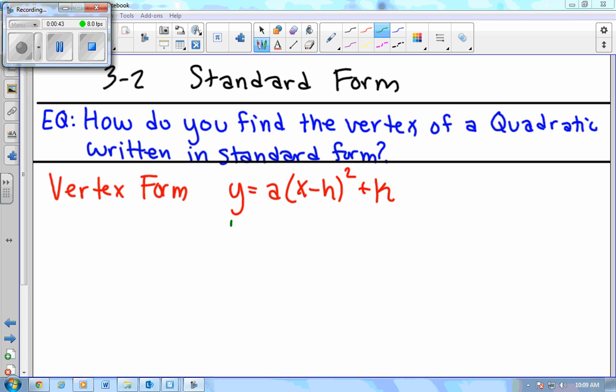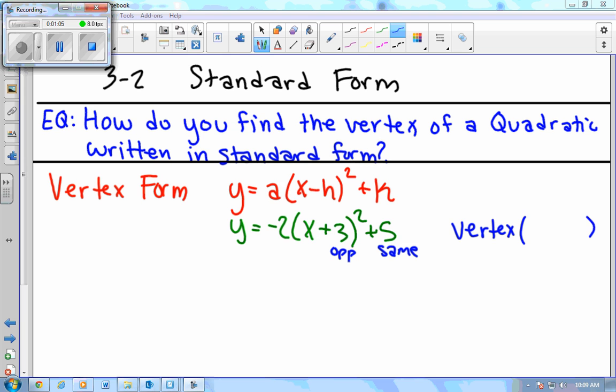So if I gave numbers to that, if this was our vertex form, you can just look at that and tell me the vertex, right? We've practiced this. We go opposite this guy, same this guy. So the vertex would be, Andreas, what would the vertex be? Great, negative 3, 5. Vertex form is definitely more convenient, but it's not always set up that way for you.